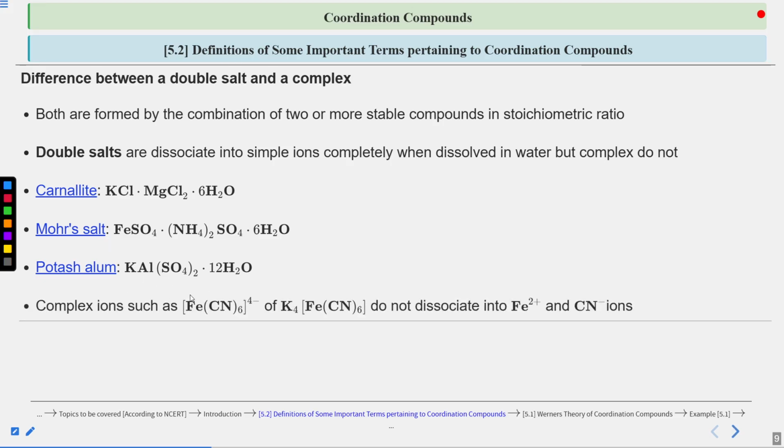Complex ions such as [Fe(CN)6]4- do not dissociate further into ions like Fe2+ and CN- ions. These complex ions cannot dissociate further into iron 2+ and cyanide ions. This is a property shown by the complex. Meanwhile, double salts dissociate completely in solution into their simple ions.